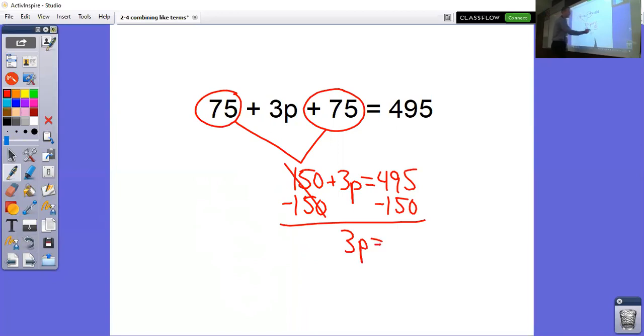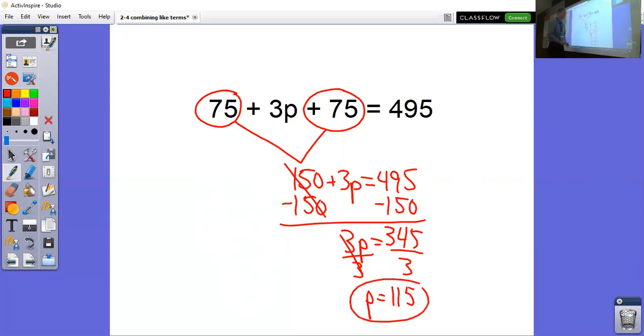So we have 3p equals 345. Divide by 3, divide by 3. P equals 115.